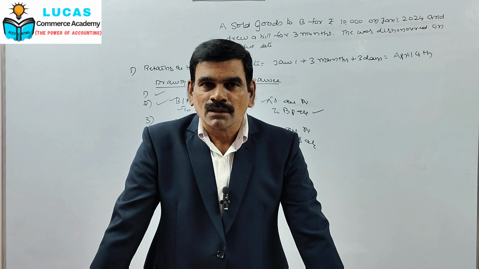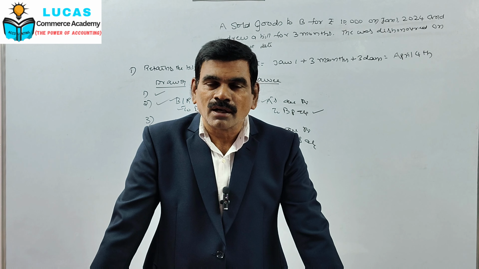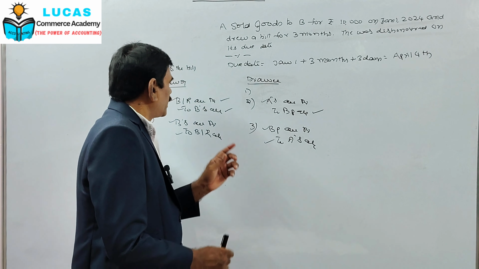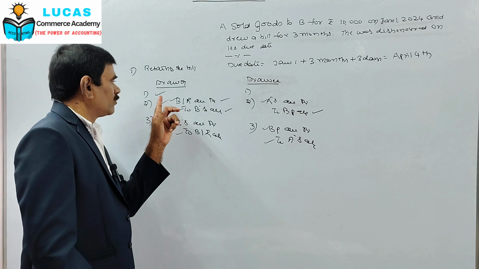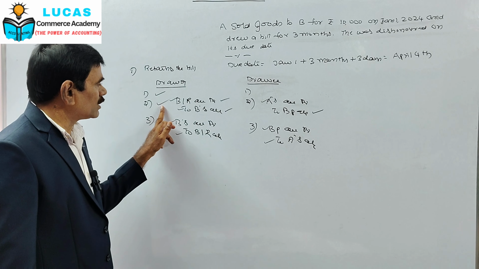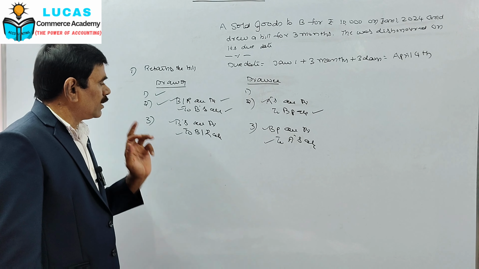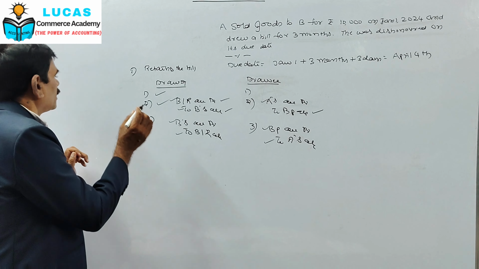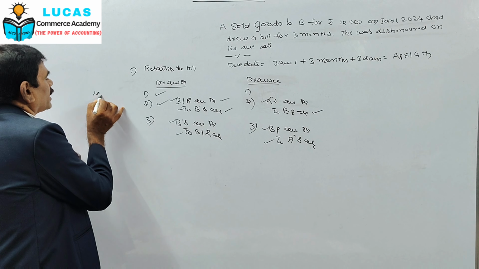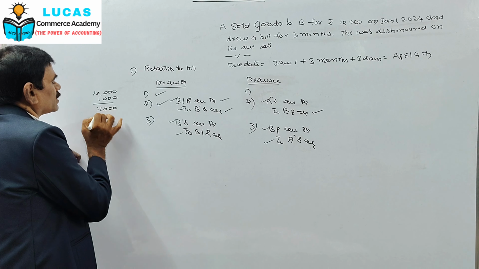In this case, how to pass journal entries in the books of drawer and drawee? Take first one, books of drawer. First journal entry, usual entry. Second one also usual entry. Third one, suppose bill amount is rupees 10,000 and noting charges, for example, 1,000 rupees. That means total 11,000 rupees.